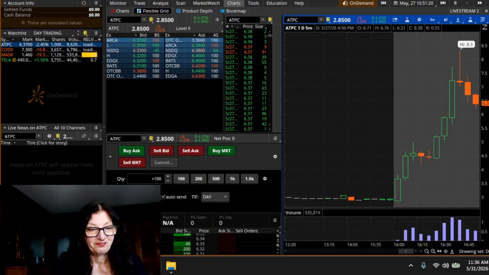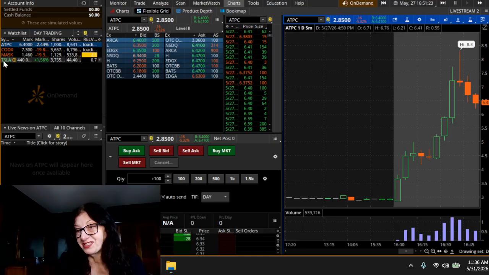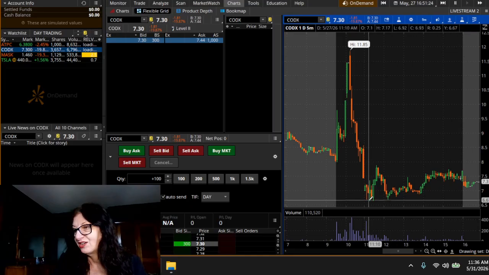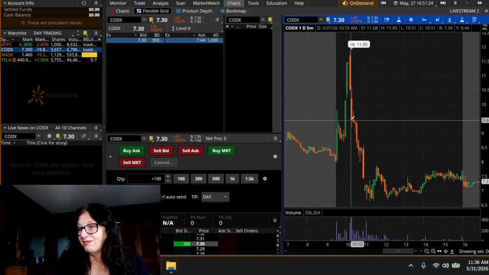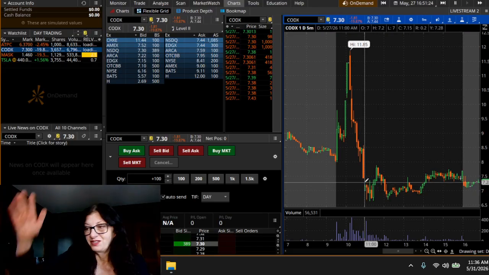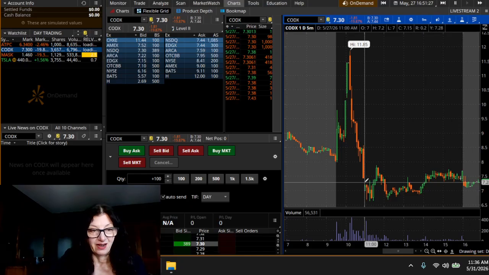Now on the downward side, which you can see right here, the highs are lower and the lows are lower. So it's just kind of scaling down.